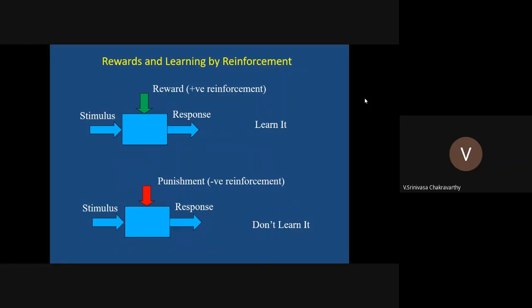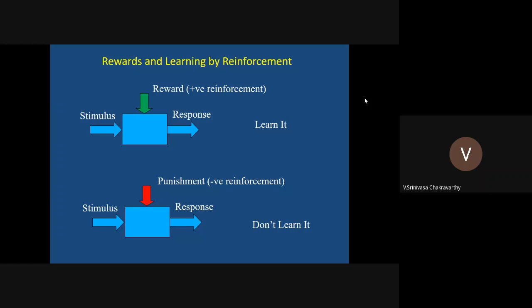Because for a given stimulus, if I produce a response and that response leads to reward, then you will understand that that response is correct for that stimulus, and you will strengthen the connection between that stimulus and the response, so that next time around, when you see the same stimulus, you will produce the same response. Because that stimulus-response relationship will be reinforced if you get a positive reward.